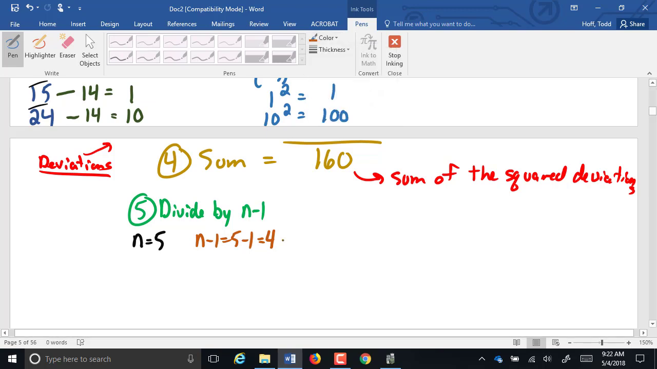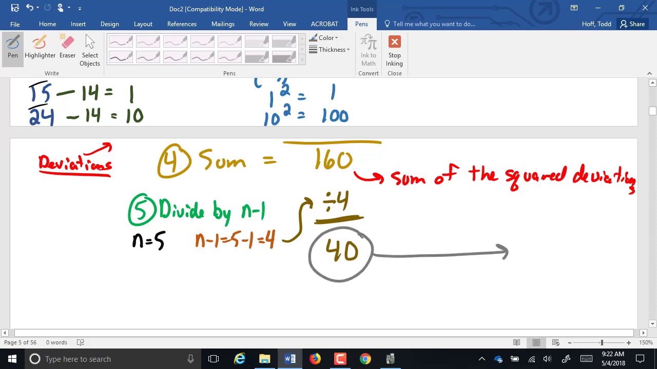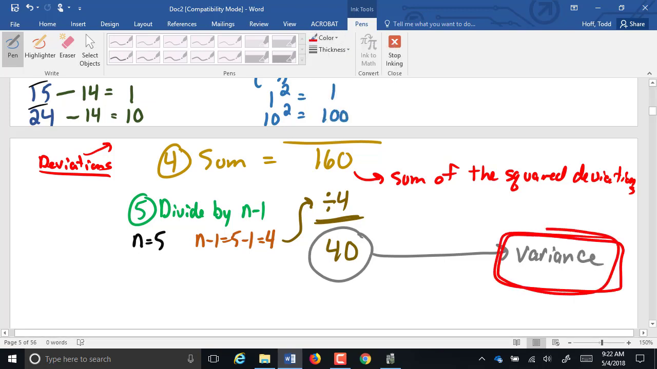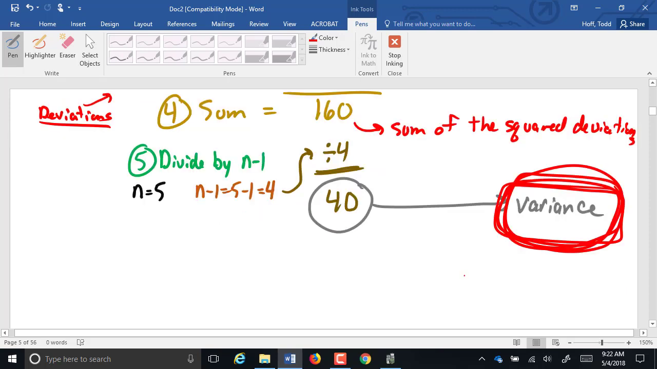So for this set of numbers, we divide by 4. 160 divided by 4 is 40. That number there at the end of step 5 is the variance. If you're asked to find the variance, that's the number they're looking for. If you're asked to find the standard deviation, there's one more step.